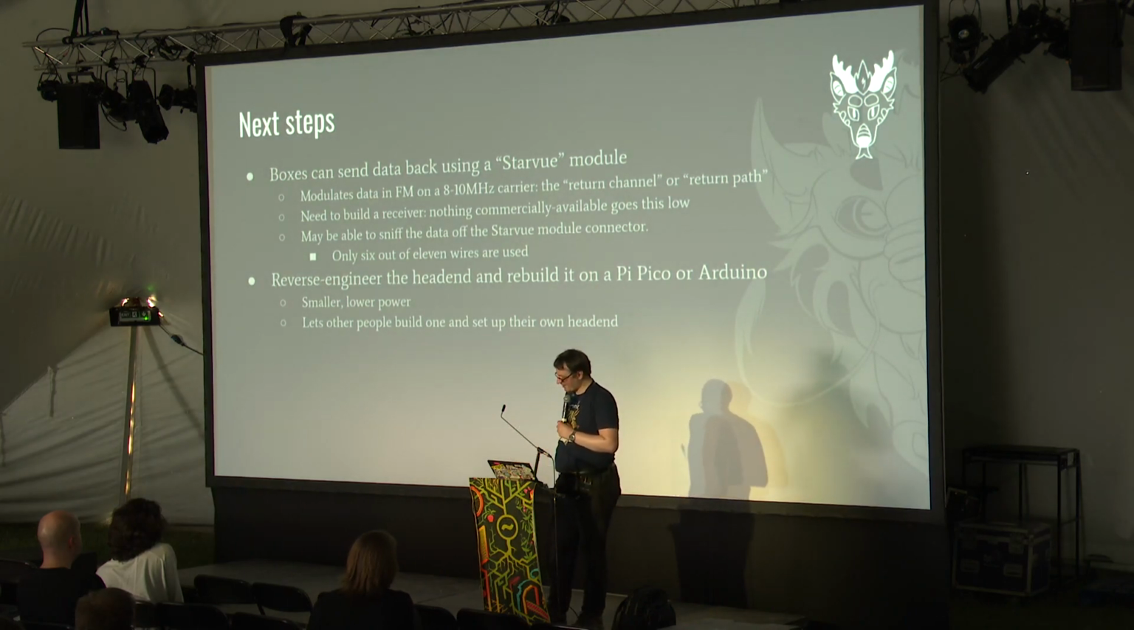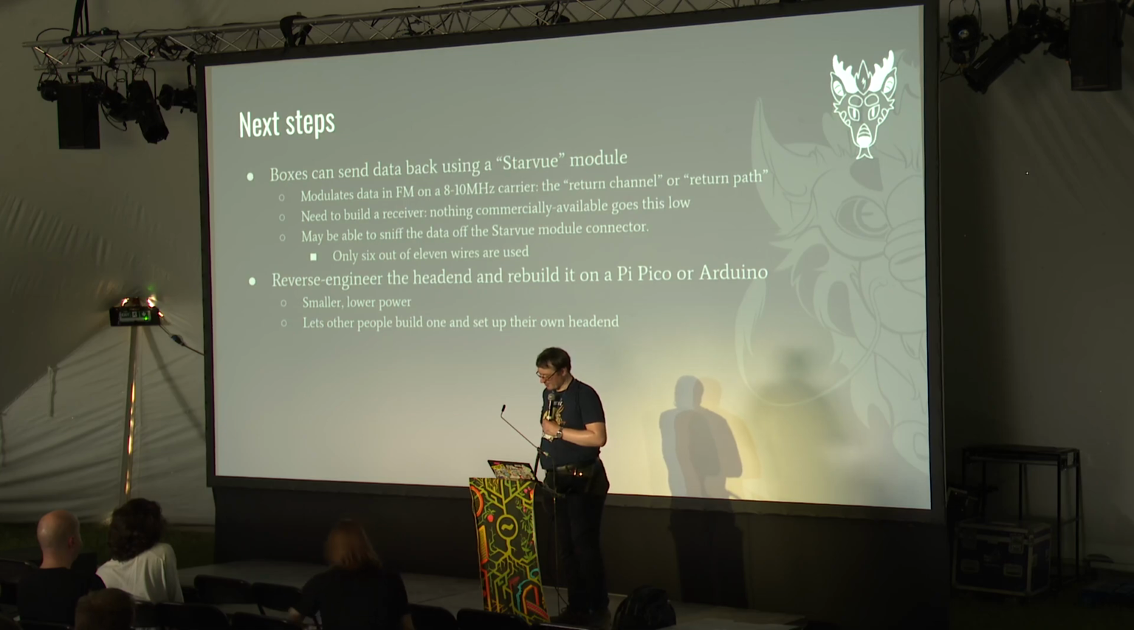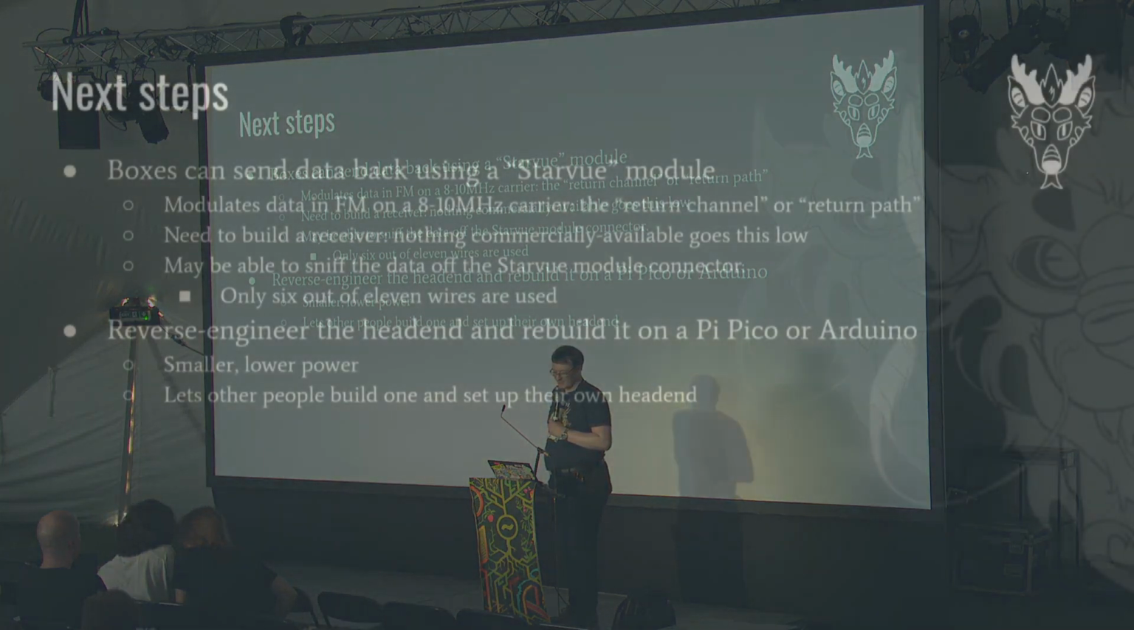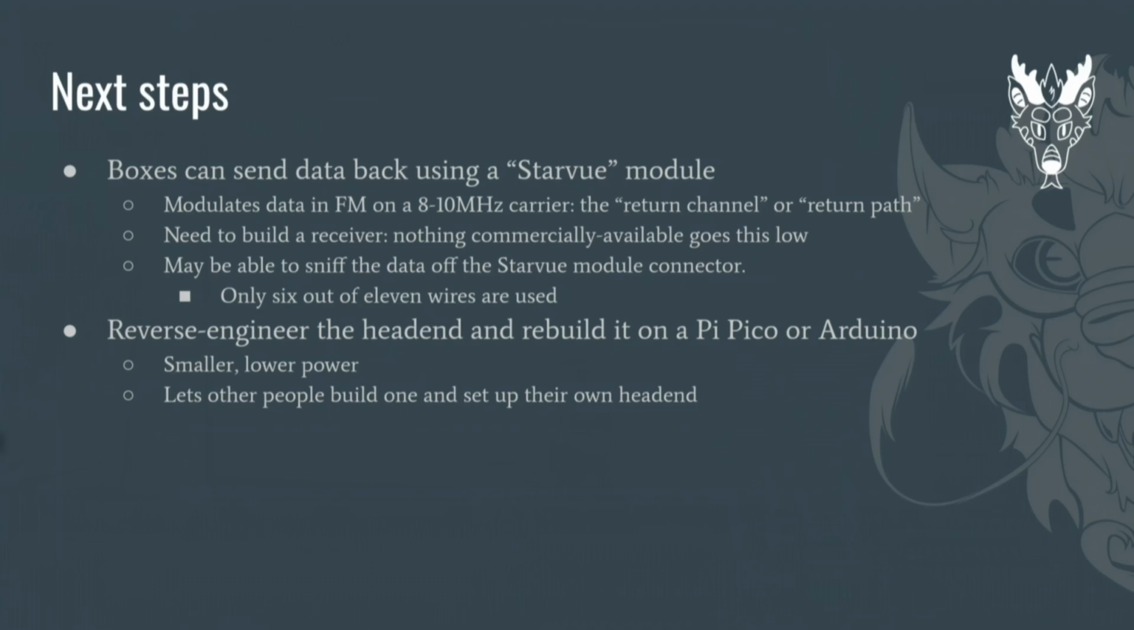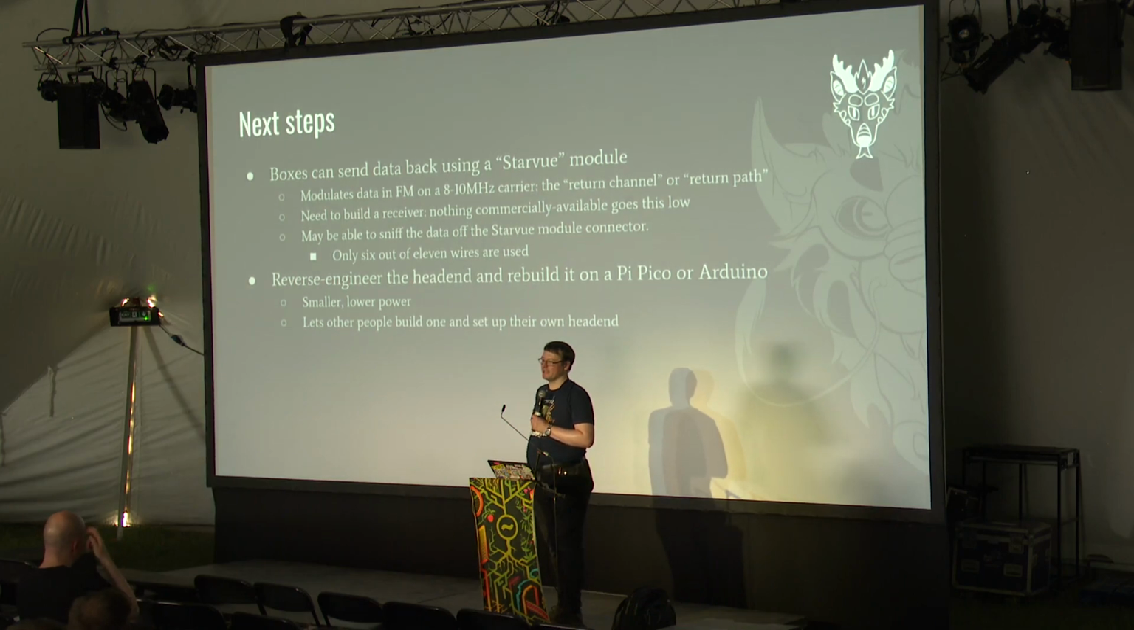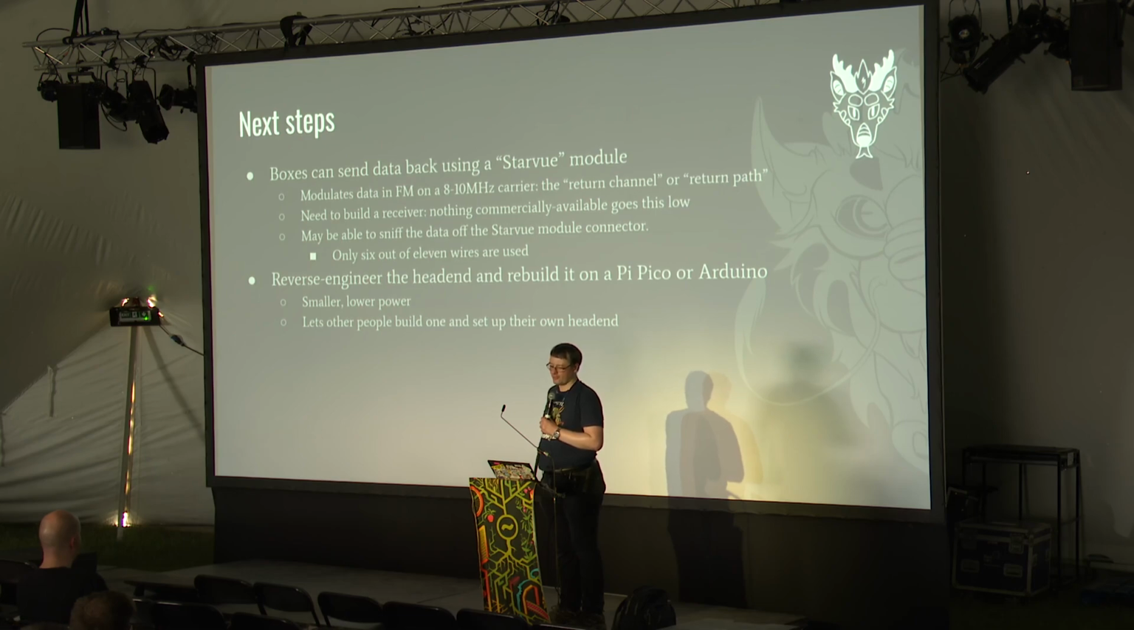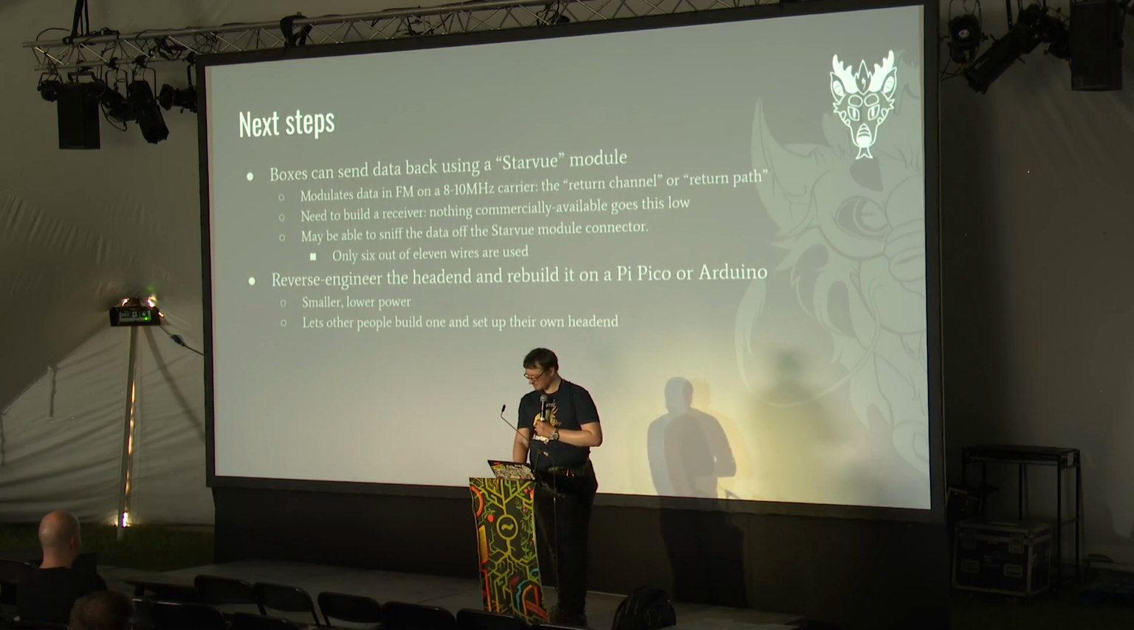So the next steps for me: the boxes can actually do a return path where they have a modem inside them and they transmit data back to the head end. So that just needs a receiver, and I'm planning to put one of those together. The weird thing about it is it's actually 300 kilohertz wide FM, like a broadcast FM signal, like the downlink, but it's down at 8 to 10 megahertz, which is quite low, and there just doesn't seem to be any commercially available equipment to receive that. So that's a problem to solve, but hopefully not a big one.